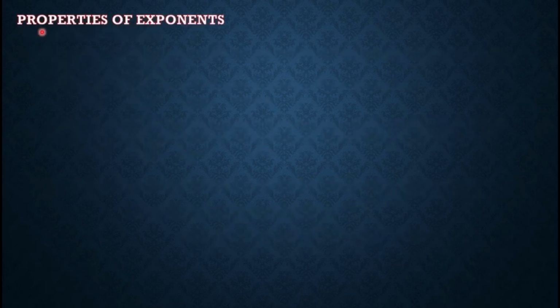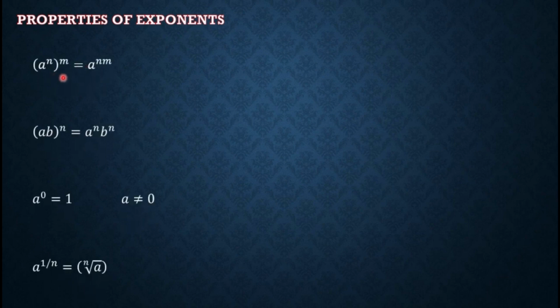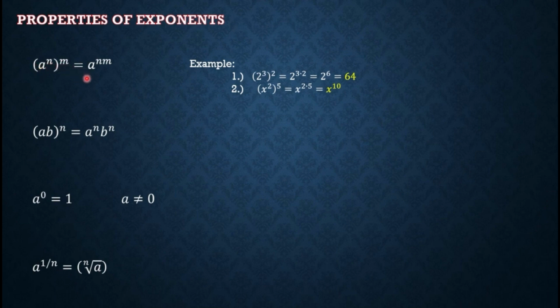Before we proceed to our topic, we discuss first the properties of exponents. The first theorem: quantity a to the power n, to the power m, is equal to a to the power mn. Here n is the exponent, a is the base, and m is the number of factors of a to the power n. Take note that a is a real number and m is a positive integer.